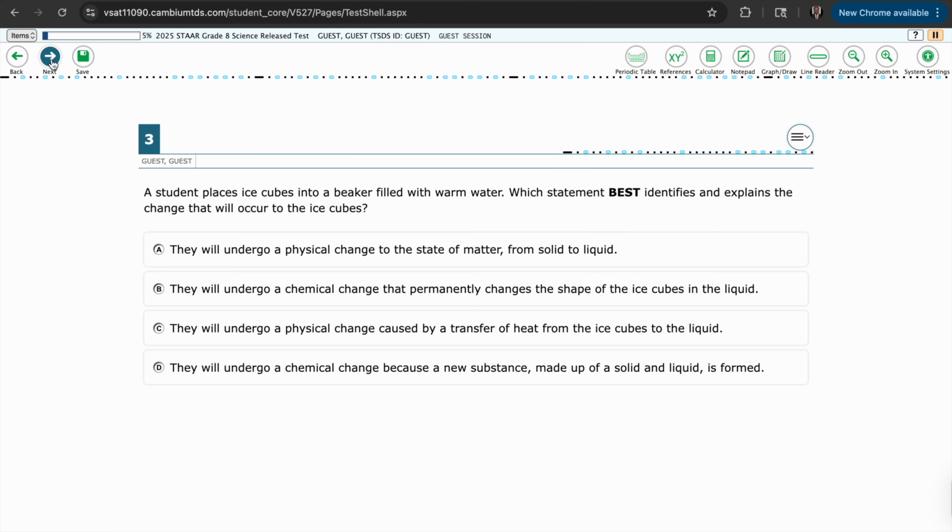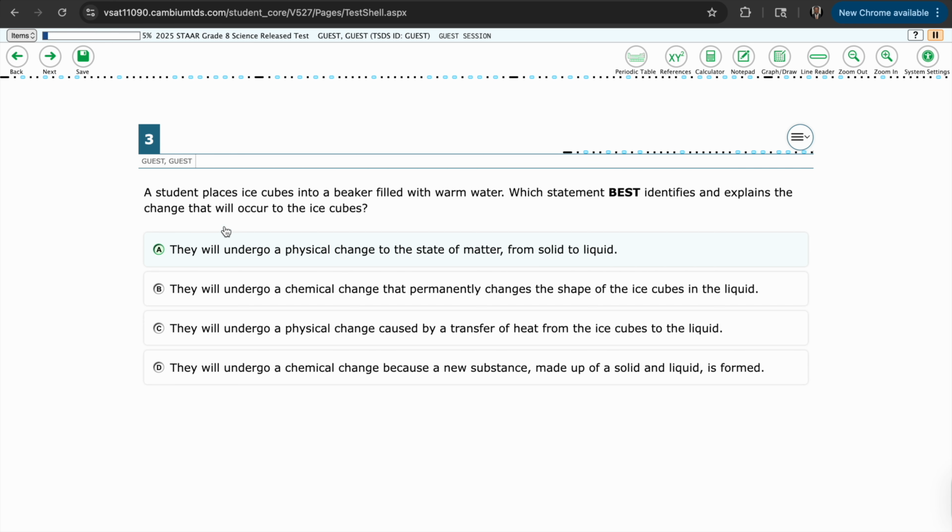Let's look at question number 3. A student places ice cubes into a beaker filled with warm water. Which statement best identifies and explains the change that will occur to the ice cubes? All right, so before I even look at these answers, let's analyze what we just read. So we have our ice cubes put into a beaker with warm water. So if I put some ice cubes into a warm environment, what should those ice cubes do? The ice cubes are going to melt, okay? So let's keep that in mind.